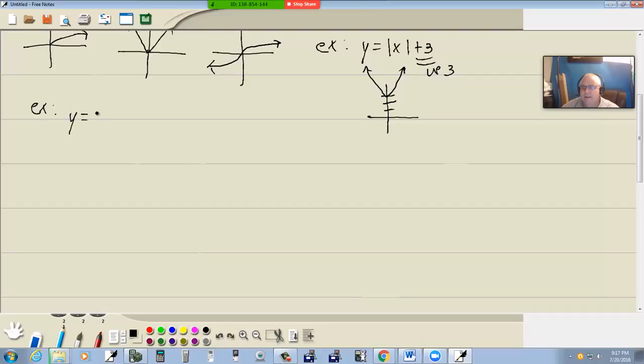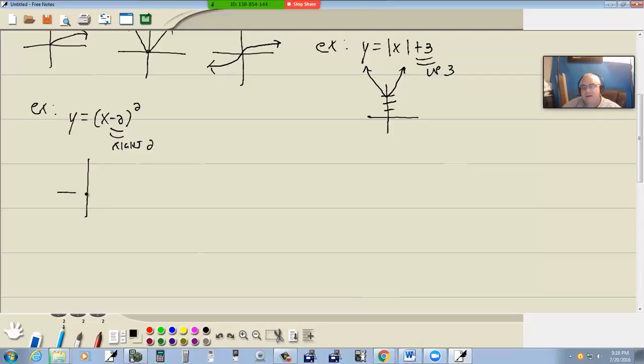Now on the other hand, if we have a number inside with the x, what does that mean? Well, inside the parentheses, inside the square root, inside the absolute value, inside of whatever, then it's going to shift left to right, opposite of what you think, unless you think backwards. The minus 2 would make us think left 2, so this is really going to go right 2.